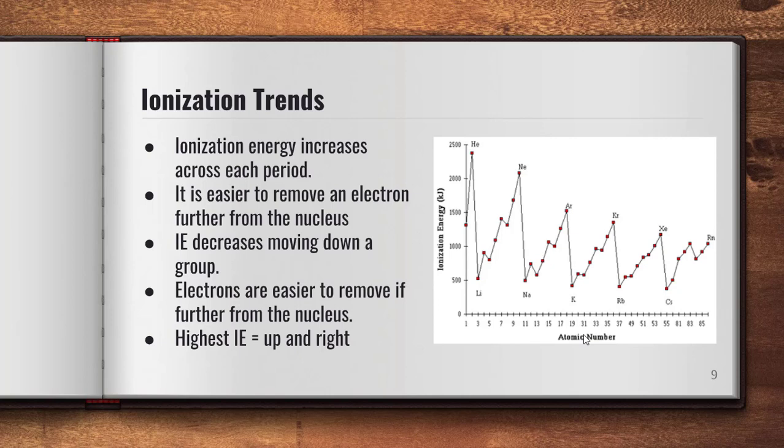So keep in mind that ionization energy is highest up and to the right. It's the hardest to remove an electron from a helium atom. It's the exact opposite of the atomic radius. Atomic radius is highest down and to the left. Ionization energy is highest up and to the right.